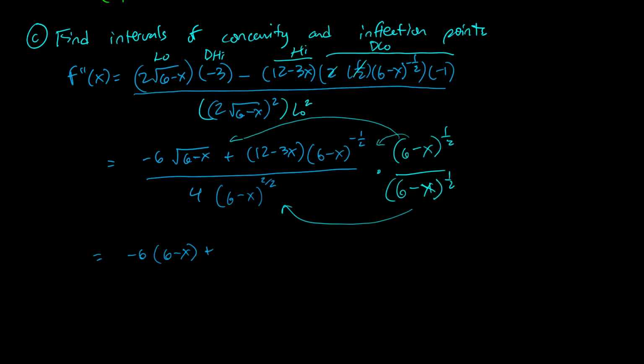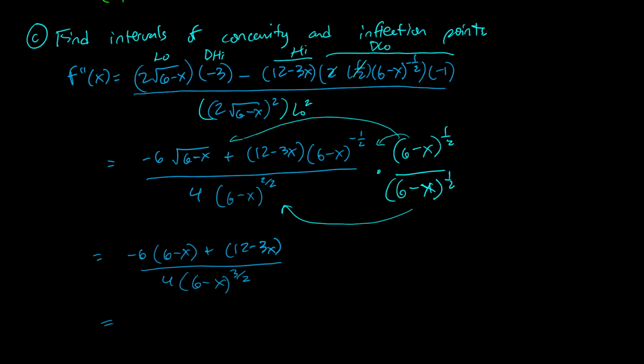And then when I multiply it times 12 minus 3x times 6 minus x to the negative 1/2 power, notice when I multiply that by 6 minus x to the 1/2 power, I get 6 minus x to the 0th power, which is just 1. So we don't even need to write that down. And in the denominator, I end up with a 4 times 6 minus x to the, I got to add the exponent, so I end up with a 3/2 power. And that's why I wrote it as 2/2, just to make that easier on us.